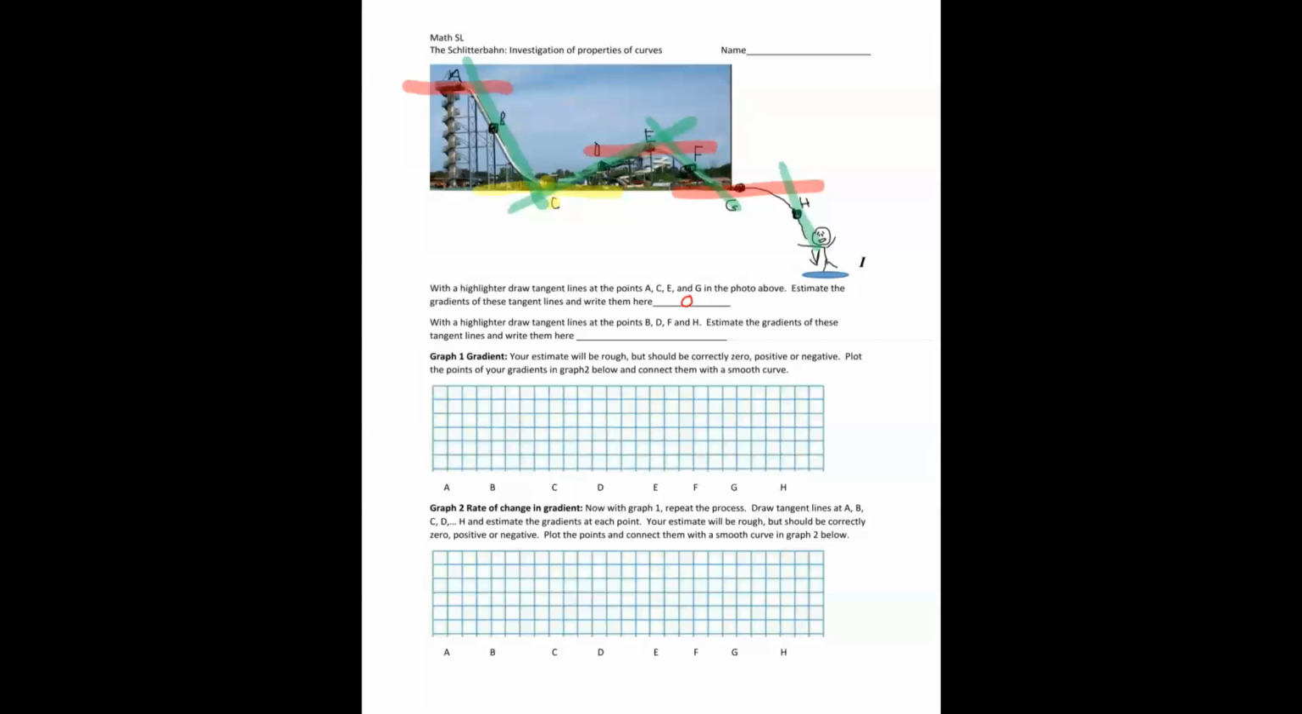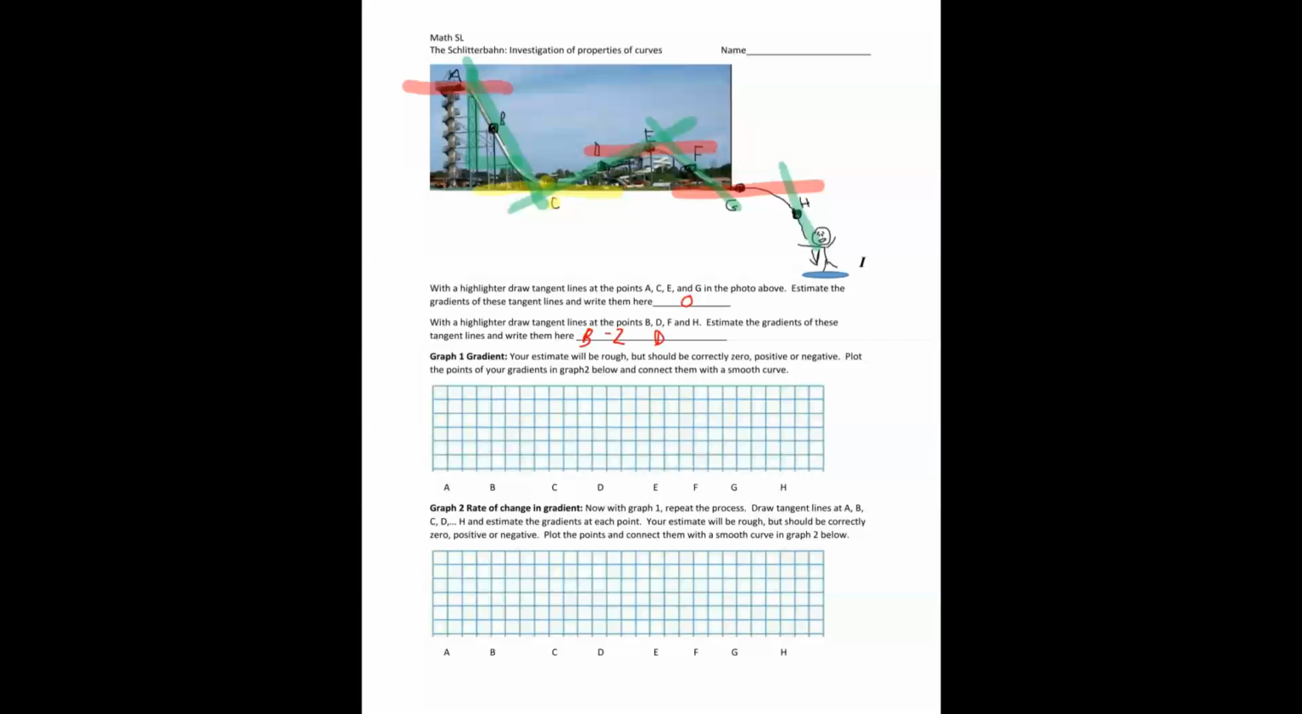Estimate the gradients of these tangent lines and write them here. Now you might say, how am I supposed to estimate the gradient of these tangent lines? Well, just draw a little triangle. And this triangle looks a little taller than it is wide. And would you say it's a positive or negative slope? Negative, right? Because it's going down. So I would say it would be like negative 2 down, 1 across, so negative 2 about. So for B, I would say negative 2.